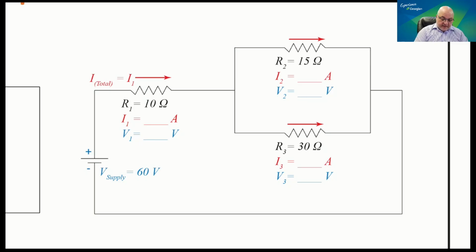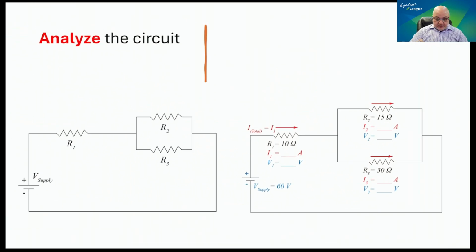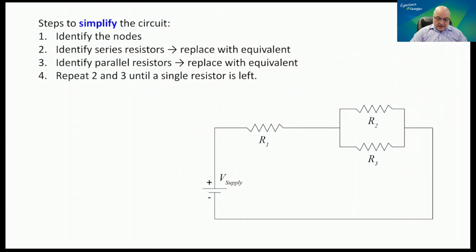You can also say that I can calculate the rating of the power supply, the wattage of the power supply, because I have the voltage supply and I have the I total in this case. So in doing the two steps properly, you will end up with analyzing the circuit. And this is, I would say, the most simple version of a series parallel circuit, in which you have both resistors that are in series and resistors that are in parallel.